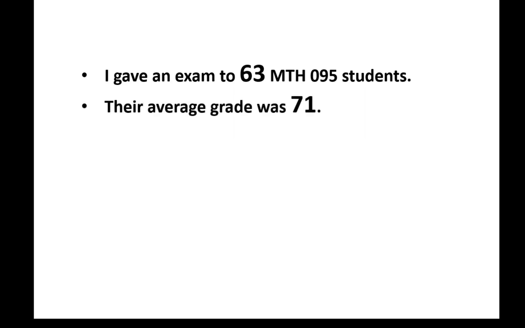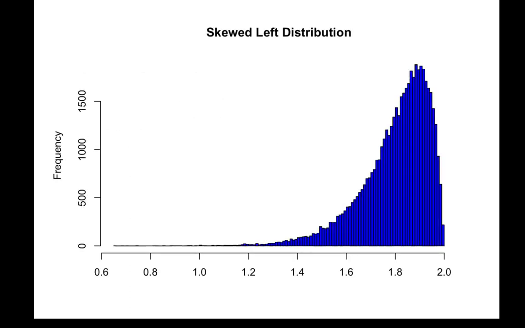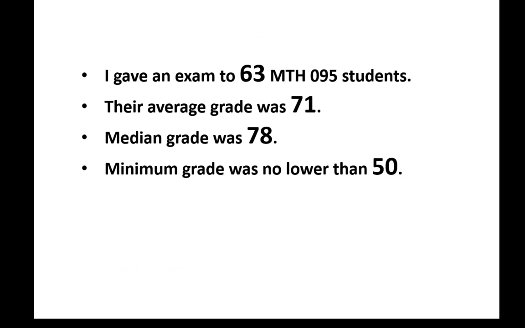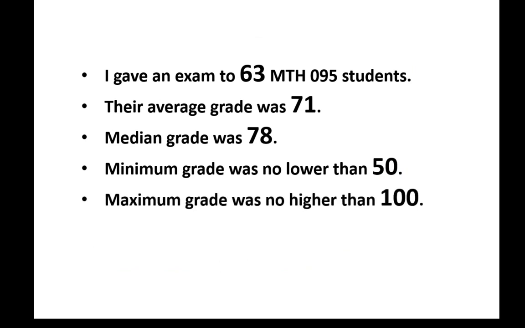Like, for example, their grade on average was 71. And their median was 78. So the average was a little bit low. So based on what you just saw about skewed distributions, you might think, okay, this might look like those houses where you've got a tail that's shooting off to the left instead of the right, and the median's to the right of the average. But as far as going left, the minimum grade was no lower than 50, and nobody got higher than 100 on this exam.